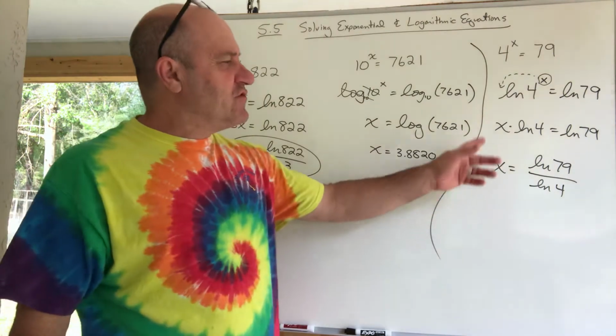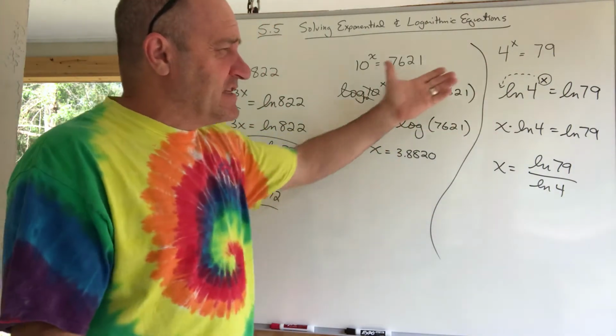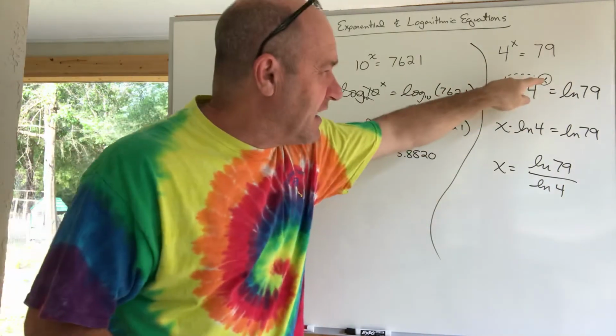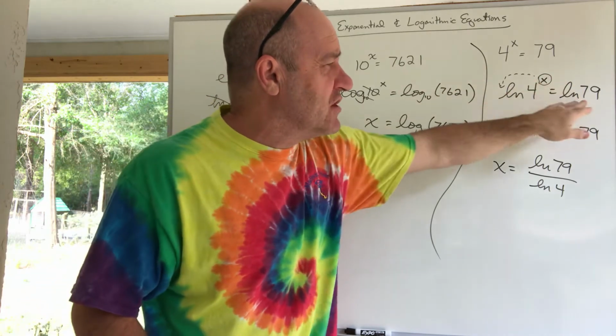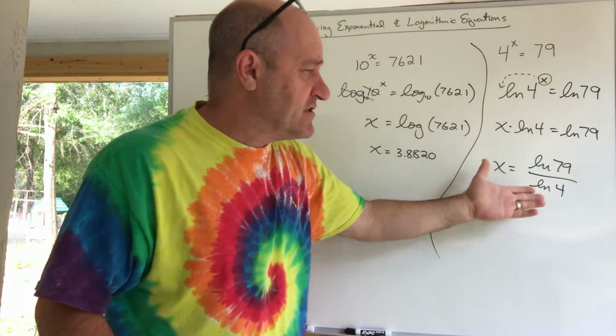So I had a little different strategy. Instead of trying to kill the base, I used property 3 of logarithms that allows you to bring this down front, once I introduce a log on both sides, and that allows me to solve for x.